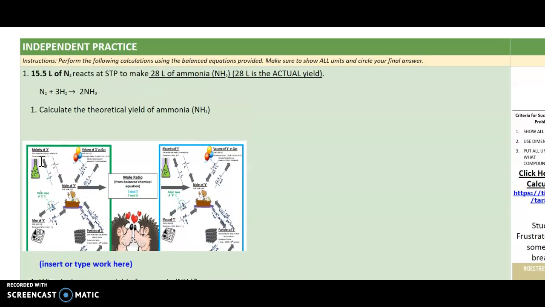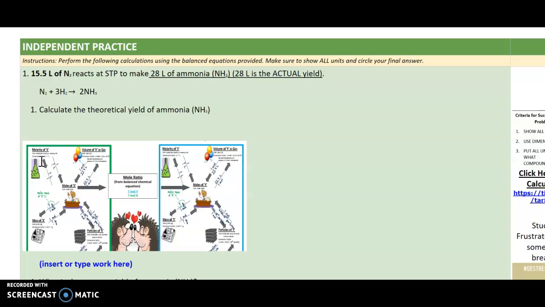Okay, let's do the first part of this problem. 15.5 liters of N2 reacts at STP to make 28 liters of ammonia. So it already gave us how much was actually done. If we were in a lab right now, it's just telling us, hey, we had 15.5 liters of N2 and we got 28 liters of ammonia. So we know the actual yield. That's what shows up in a lab.